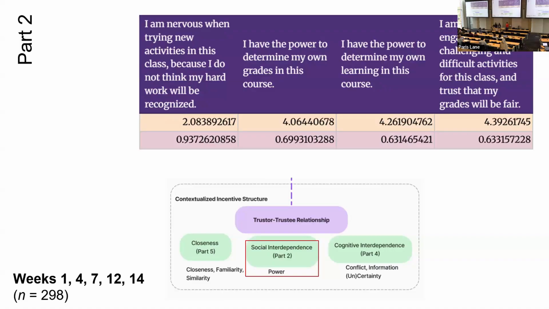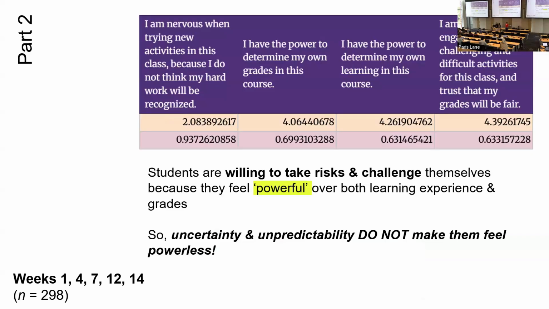Like the class structure, the instructor's style, the assignments, all of it is quite unusual, even to some extent a little bit quirky to them, and yet students are still choosing to take risks, and they're challenging themselves because they feel powerful over both learning experiences and grades, and they're even more than willing to do that. It's not like they're forced to do it, but they want to trust and they want to challenge themselves. So, why is that so? Why do you think they will trust that?